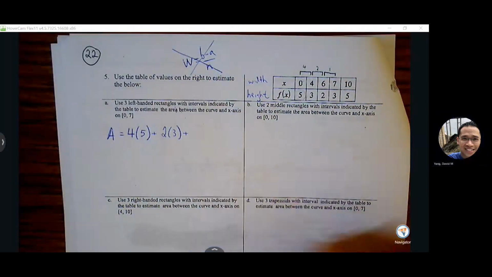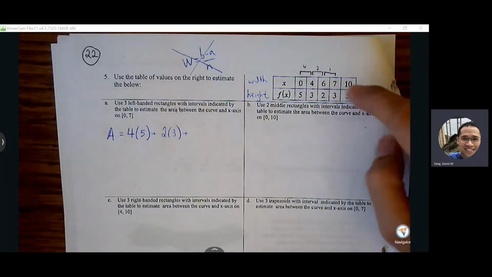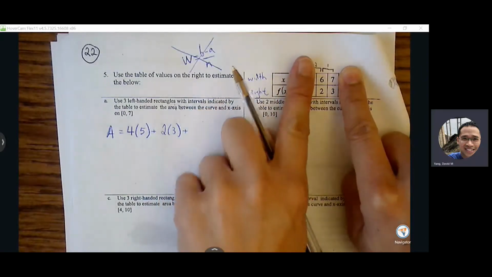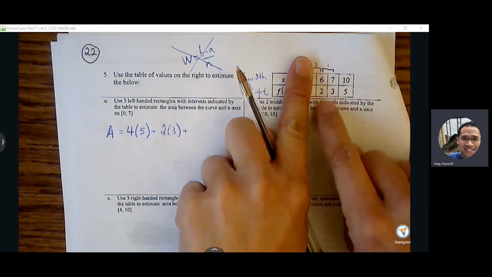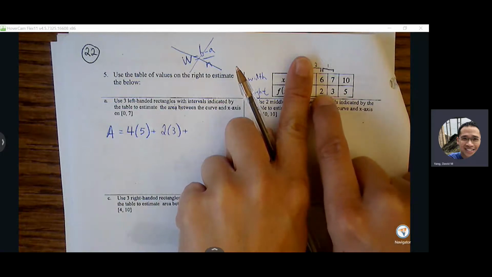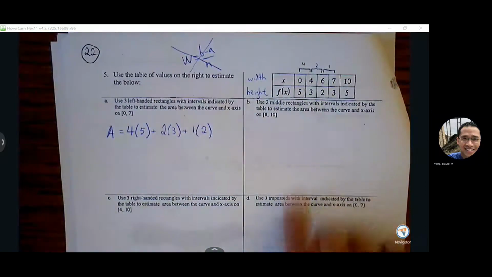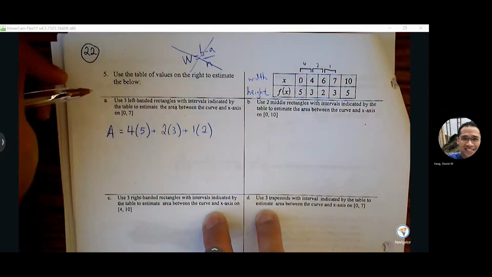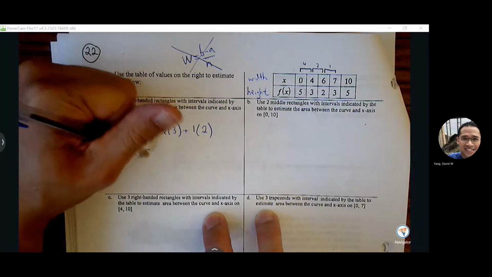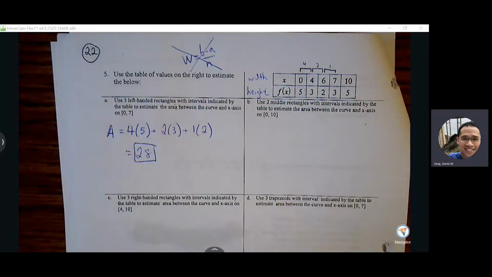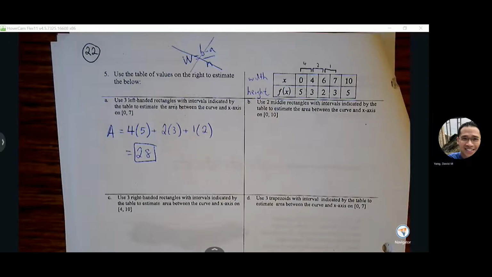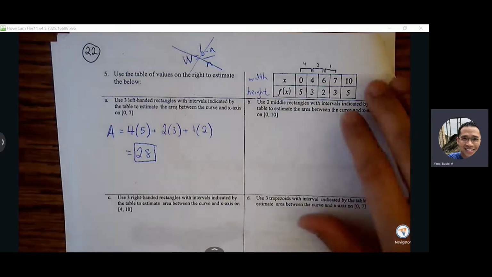of the second rectangle. Okay, third rectangle. 7 minus 6 is 1. That's a width of 1. And the height is going to be whatever that y value is showing us, 2. 1 times 2. Okay, any questions there? Pulling the width, pulling the height. Okay, let's look at part B.